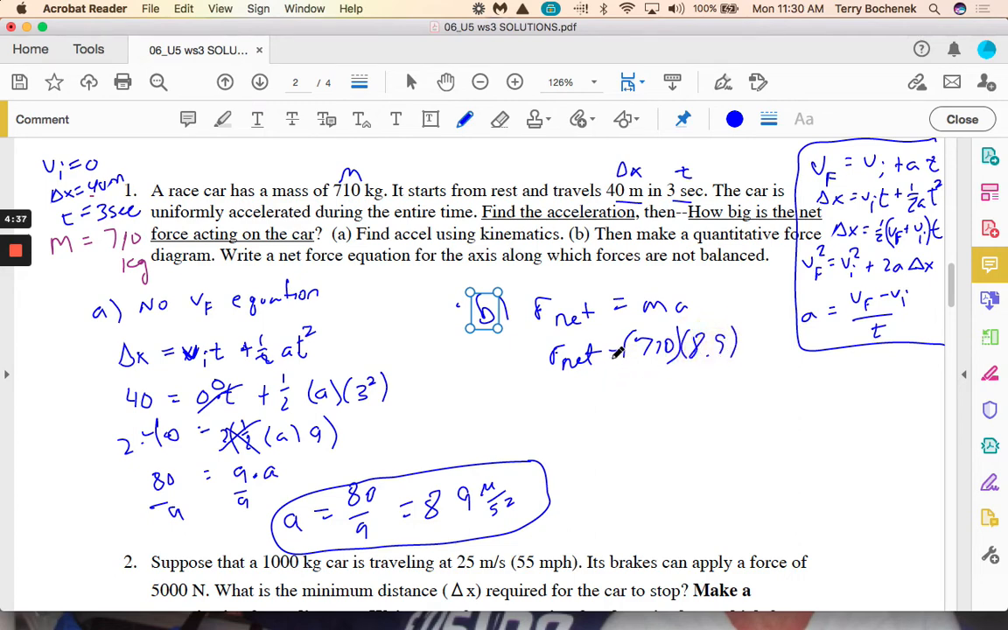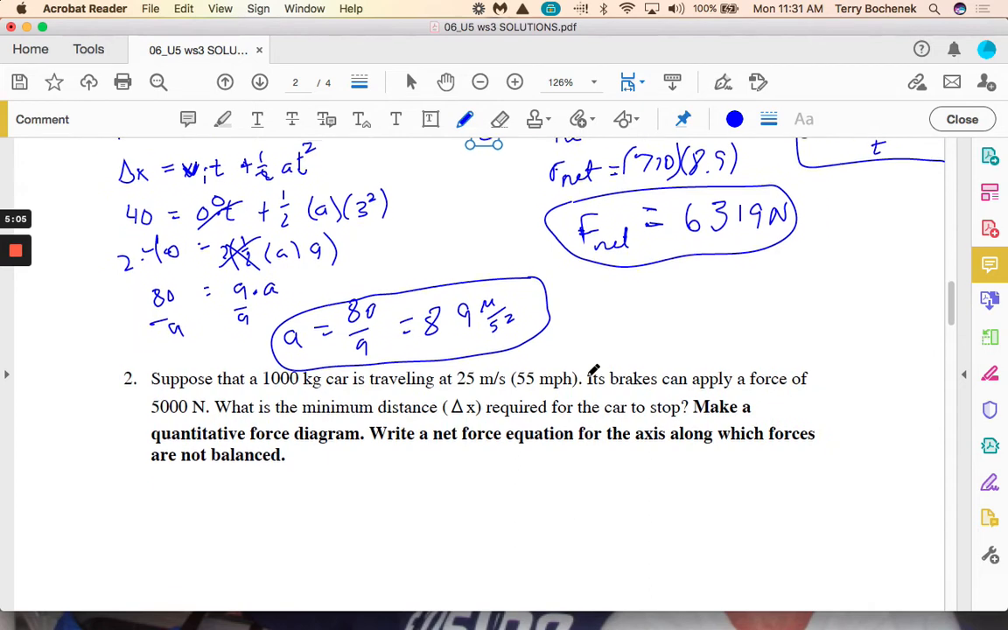8.9, and 710 times 8.9 is 79. That is not right. Pause to recalculate. Is 6319 newtons. Going on to the next question.